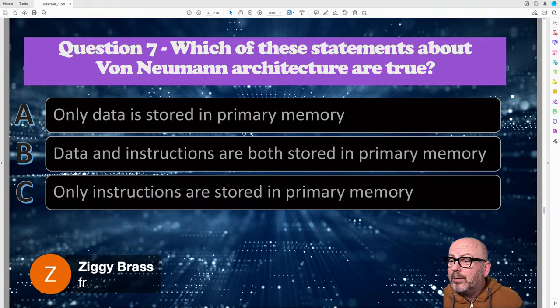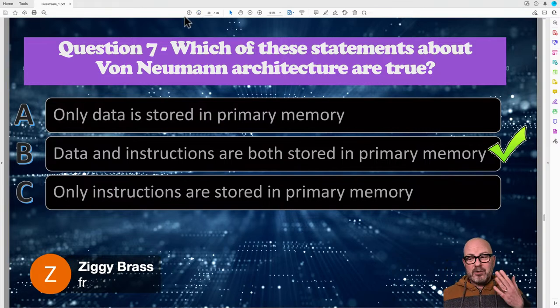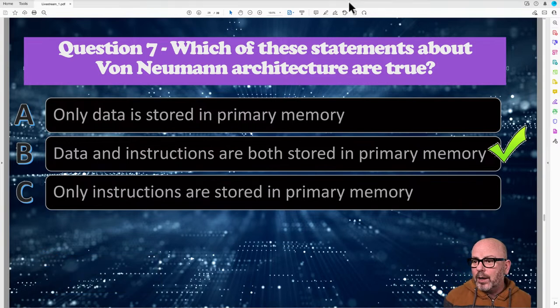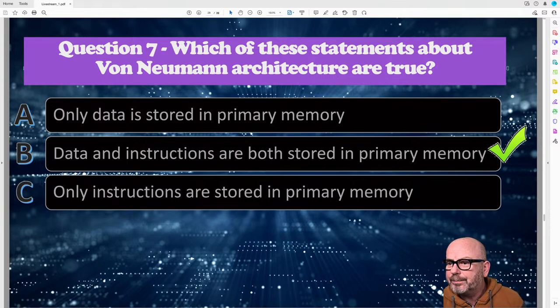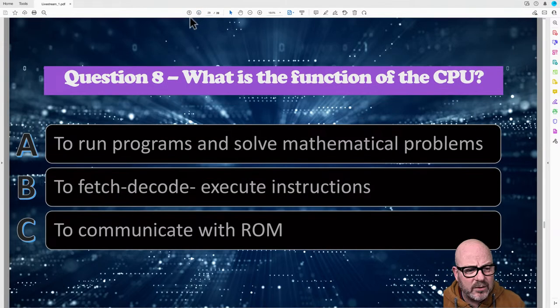All right. Before we all come to blows, let's find out what the answer is. It is data and instructions are both stored in primary memory. Okay, so that's the von Neumann architecture. All right, let's go to the next one. I'm aware I've gone slightly over, but I've got more questions to do.